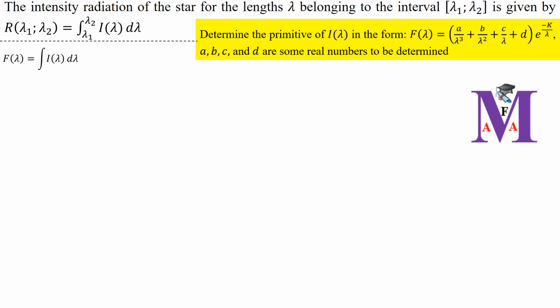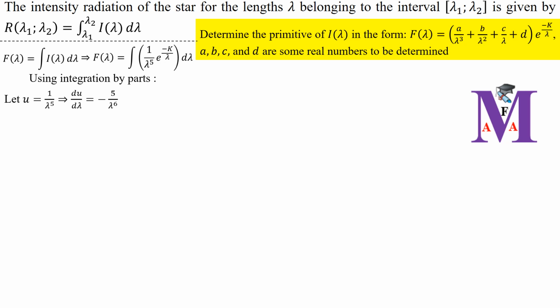Alright, so our capital F of lambda is the integral of I of lambda d lambda, which is the integral of 1 over lambda to the power 5 e raised to the power negative k over lambda d lambda. Alright, so we are going to use integration by parts. So we begin by letting u be 1 over lambda to the power 5. When we differentiate, we get negative 5 over lambda to the power 6. Now our dv will be e raised to the power negative k over lambda d lambda. Our v, we just integrate, we get lambda squared over k e raised to the power negative k over lambda. So according to the formula, we get uv minus the integral of v du.